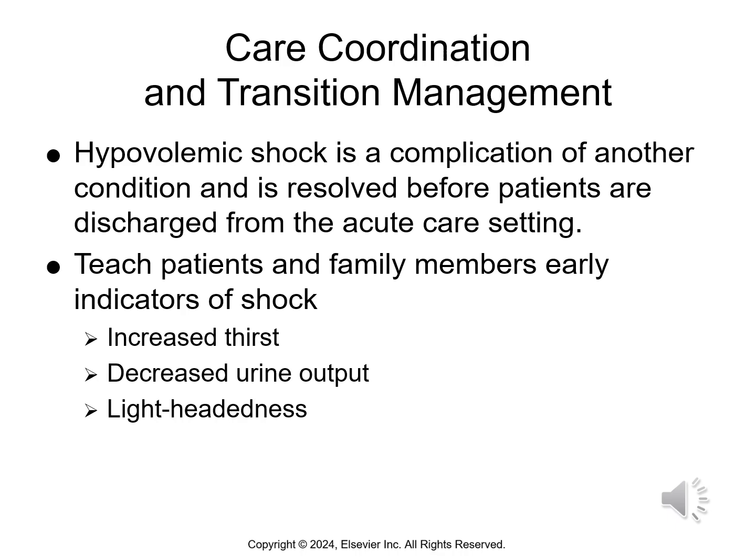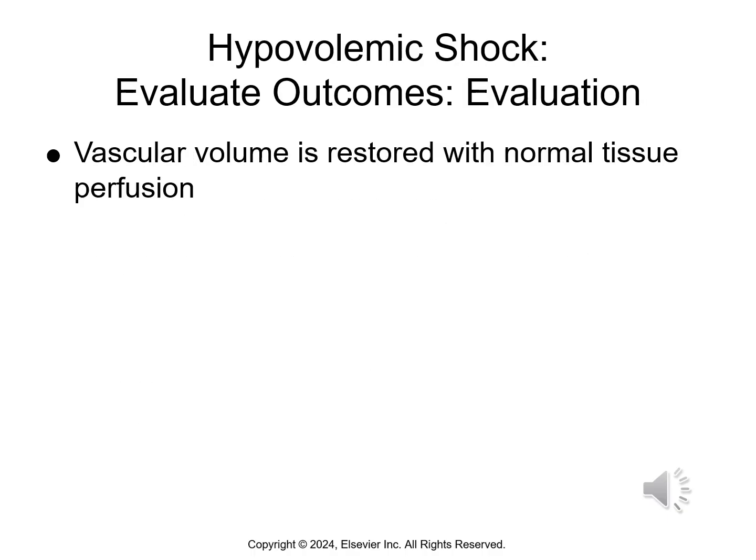We want to examine the patient for overt bleeding. If overt bleeding is present, apply direct pressure to the site. Administer drugs as prescribed. Do not leave the patient. And when going home, educate the patient and family on early signs of shock. The expected outcome is that the patient's vascular volume will be restored with normal tissue perfusion.